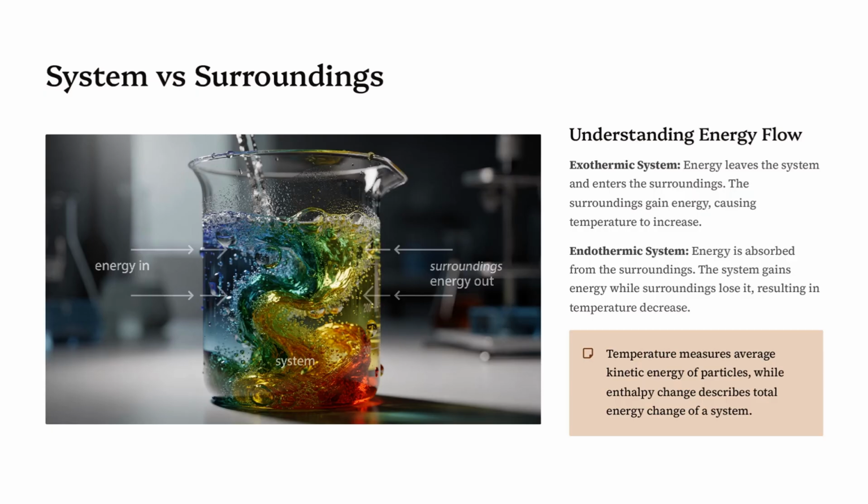Define your system as the reacting chemicals. Everything else is the surroundings, including container, air, and measuring devices. In an exothermic system, energy leaves the system and enters the surroundings, so temperature around it increases. In an endothermic system, energy is absorbed from the surroundings, so the surroundings cool. Temperature tracks average kinetic energy, while enthalpy change describes the total energy change of a system.